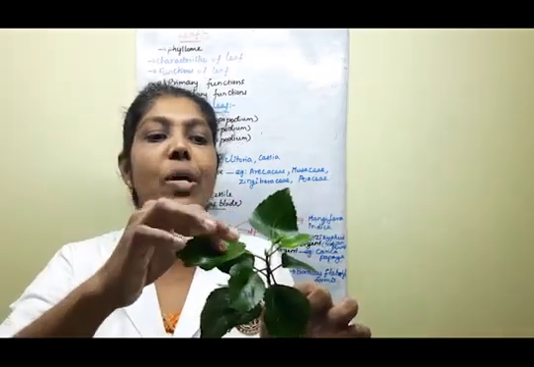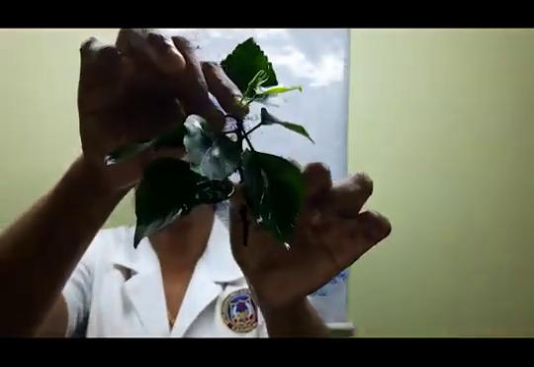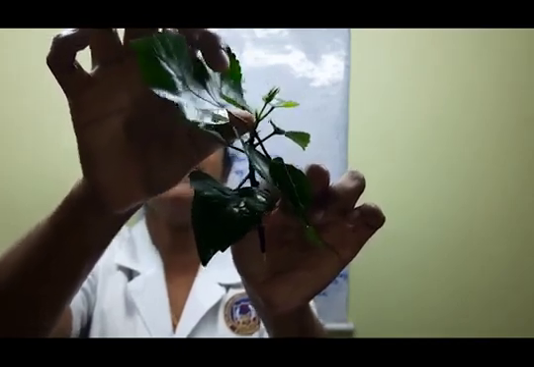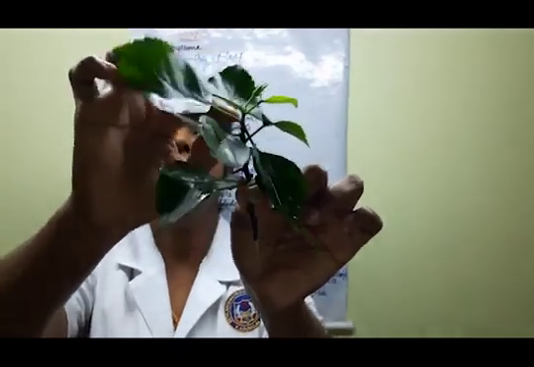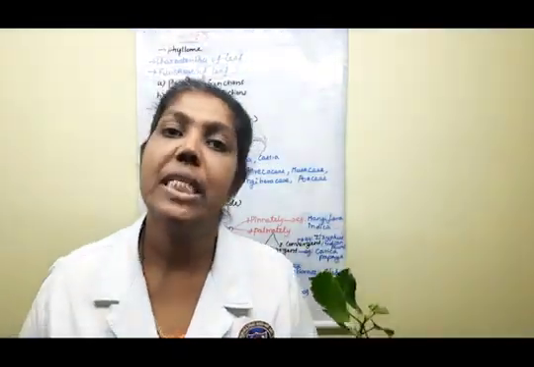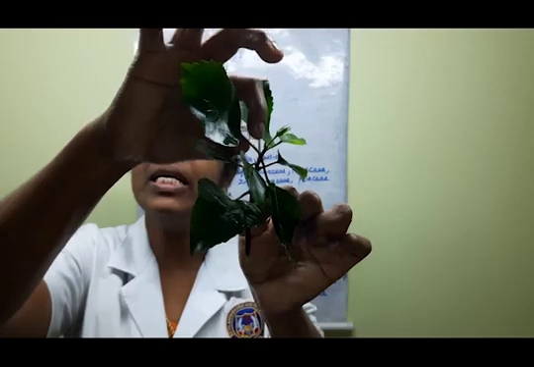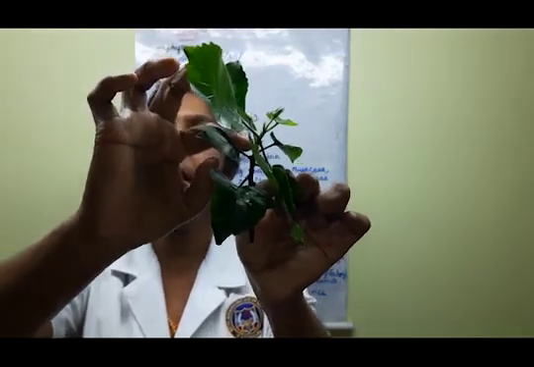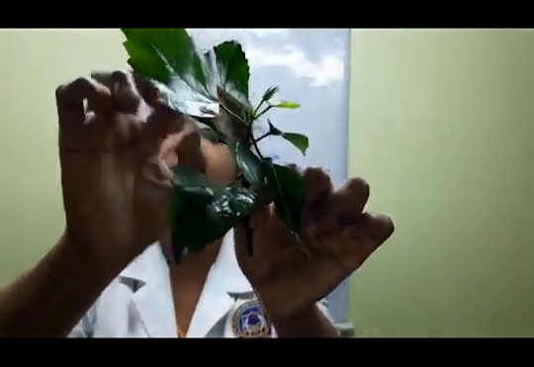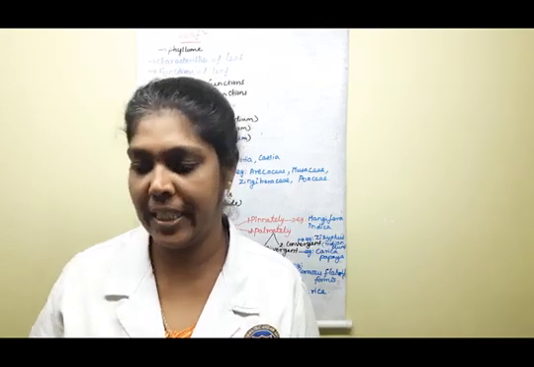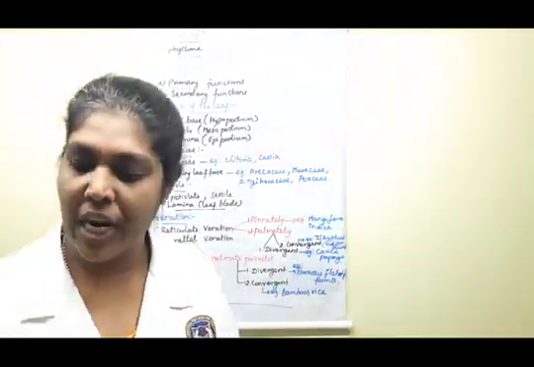Okay. Then all of you listen, children. There are small outgrowth-like structures present at the base of the leaf. They are known as stipules. Okay. What do you mean by stipule? Stipules are small outgrowth-like structures present at the base of the leaf, in a lateral position. Understood? Say yes or no? Yes.